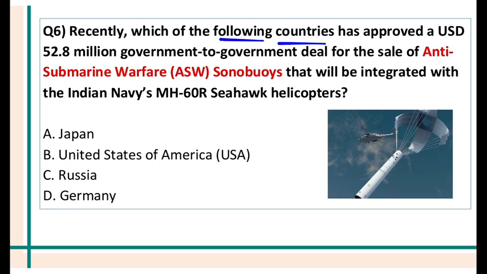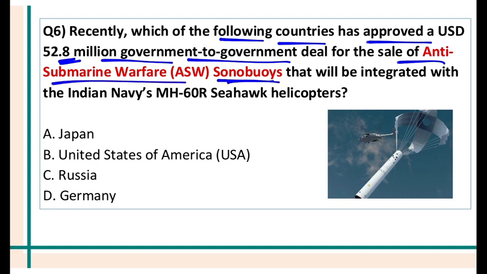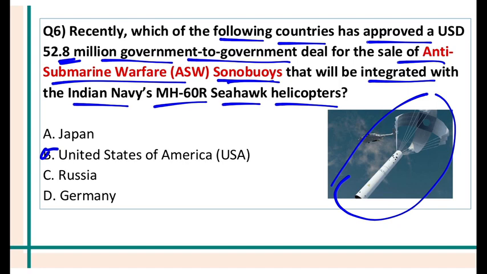Bhavishya portal. Which of the following countries has approved a 52.8 million government-to-government deal for the sale of anti-submarine warfare sonobuoys that will be integrated with the Indian Navy's MH-60 Seahawk helicopter? So what is the answer? The answer is the United States of America, of course. Now look, we purchased the MH-60 Seahawk helicopter, and now we will have these anti-submarine warfare sonobuoys. These will be integrated with this helicopter. These are anti-submarine in nature, and the Indian Navy wants them. So there is a deal of 52.8 million that has been signed between India and America.